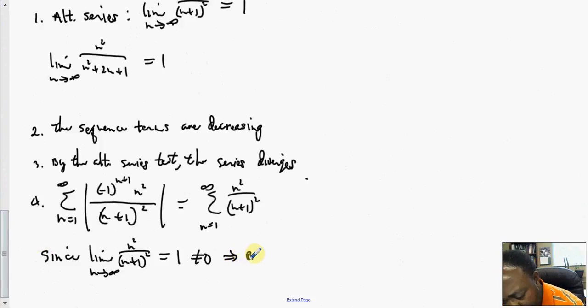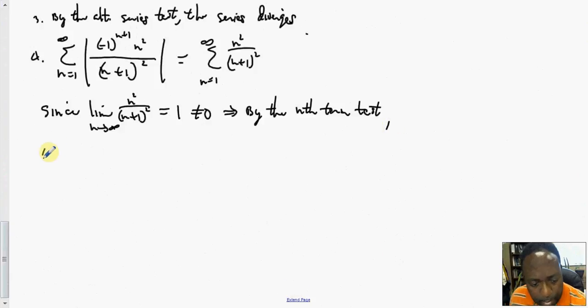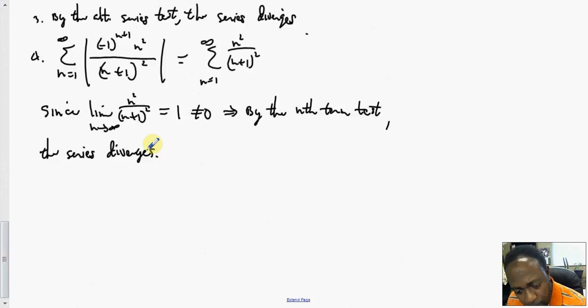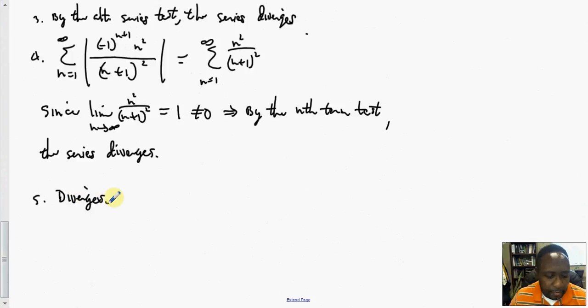This implies the series diverges. So, number 5. It'd be neat if we could say it diverges absolutely, but that's not a definition. The series is divergent. Thank you.